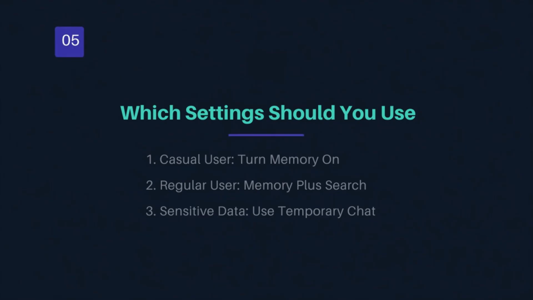Here's your decision guide. If you're a casual user, occasional questions, nothing sensitive, turning memory on is genuinely useful. Claude stops needing to be reintroduced to your preferences every single chat. If you use Claude regularly for the same kinds of projects, memory plus search on is the strongest combination. Full context, full continuity.